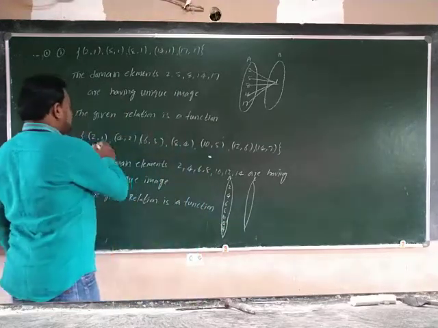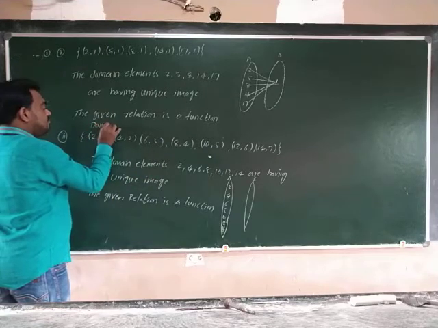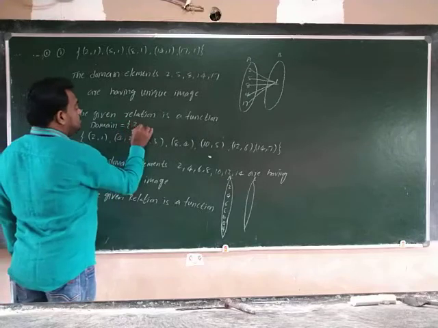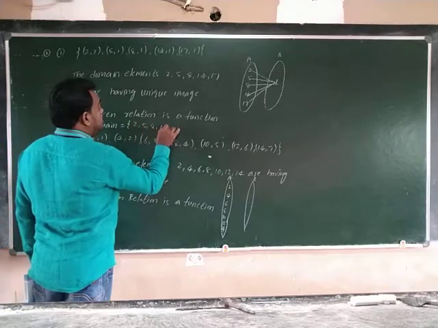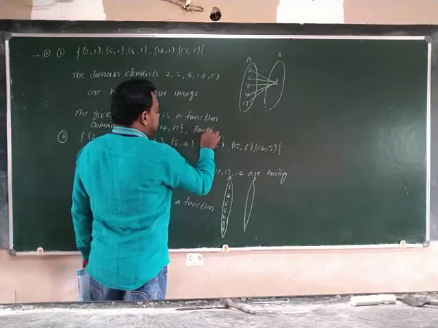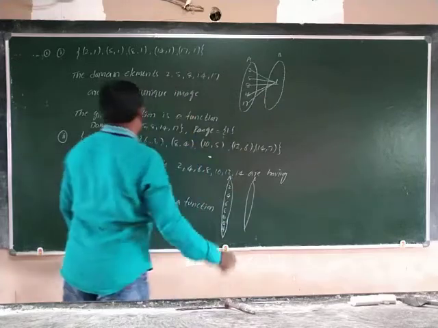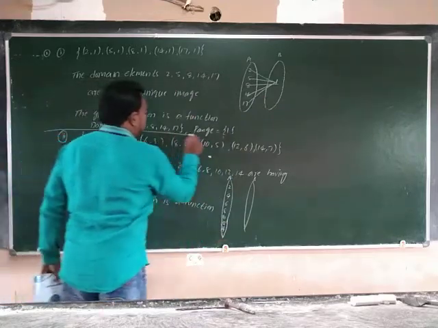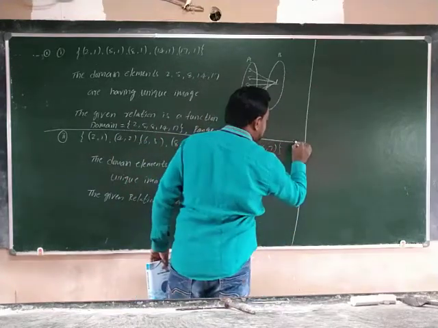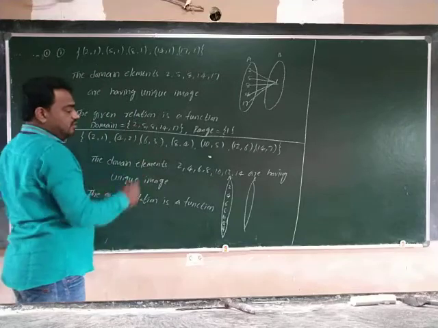Domain and range are also asked in the question. For the first one, the domain is the set of first elements, that is {2, 5, 8, 14, 17}. The range is only one element, that is {1}. So this is the first solution.